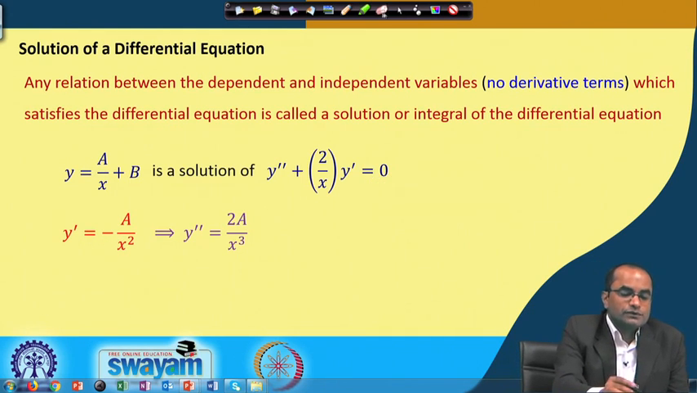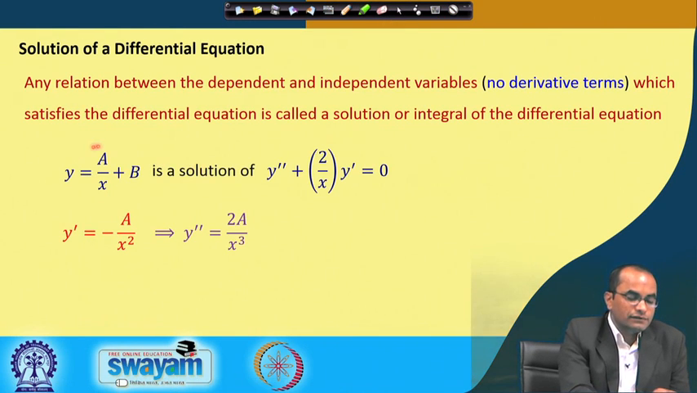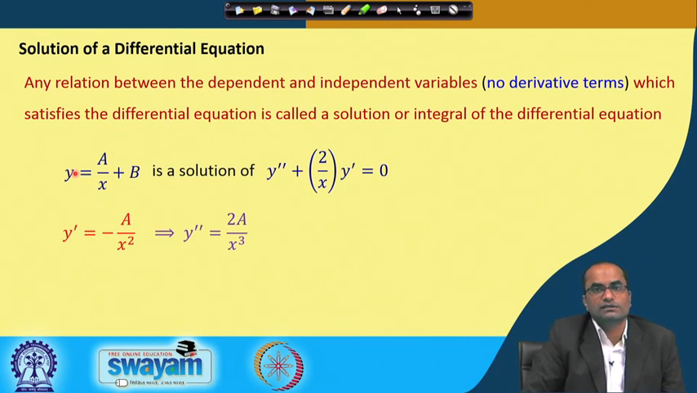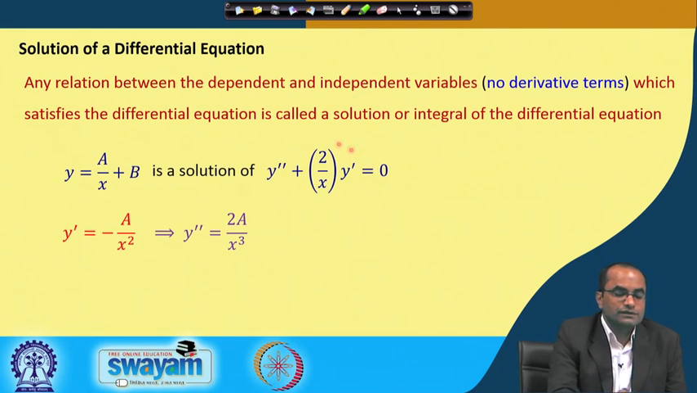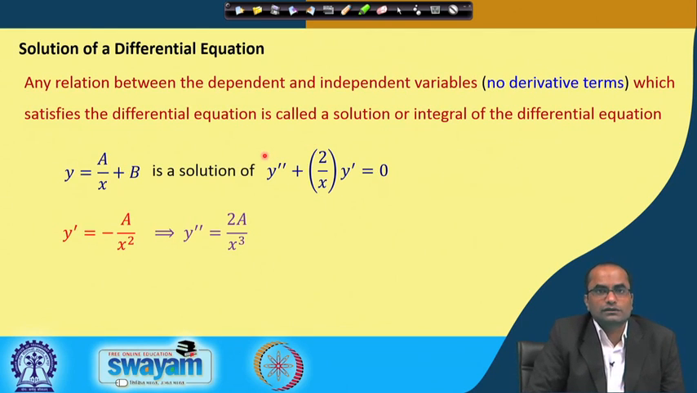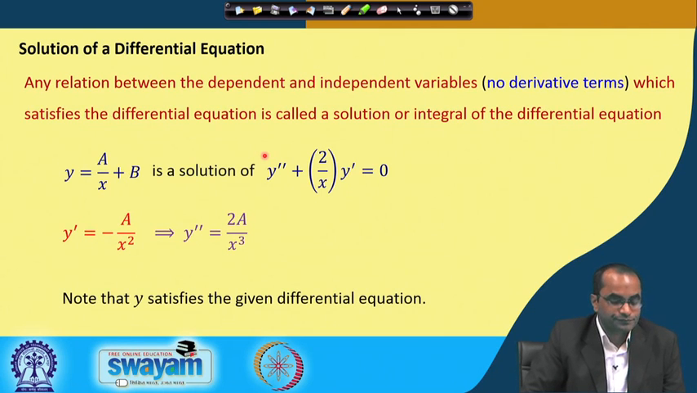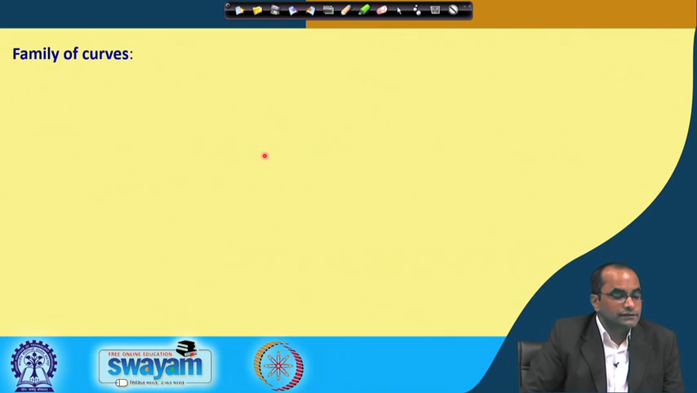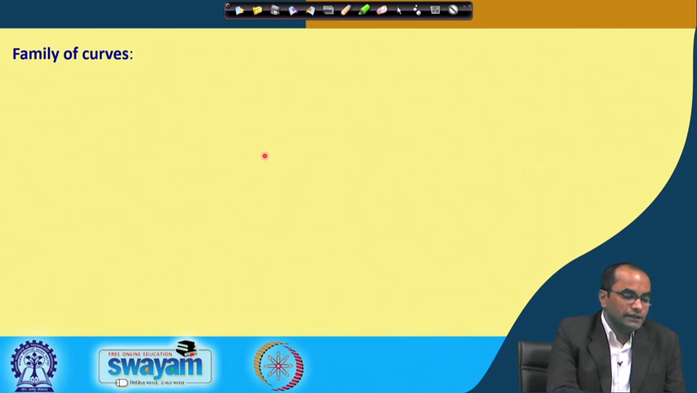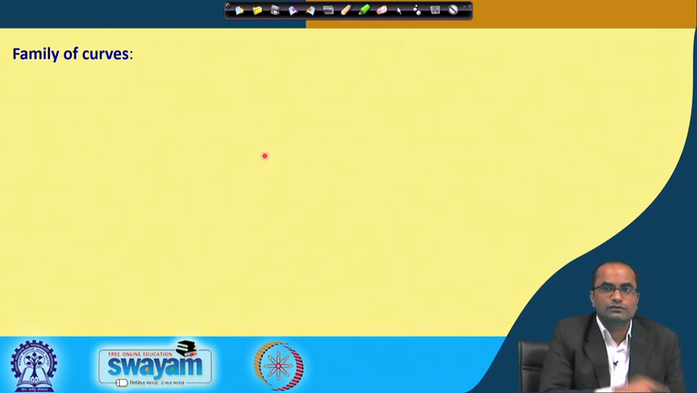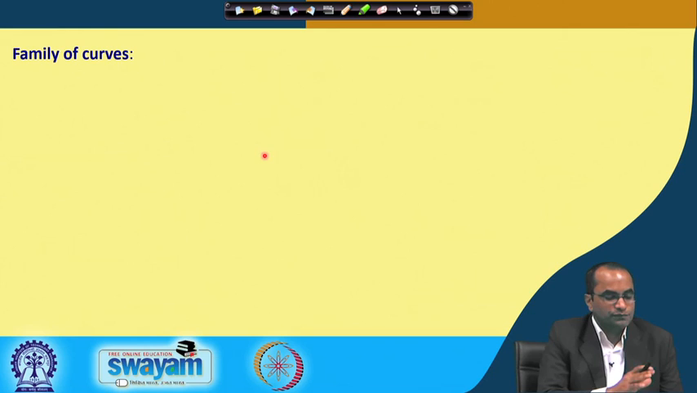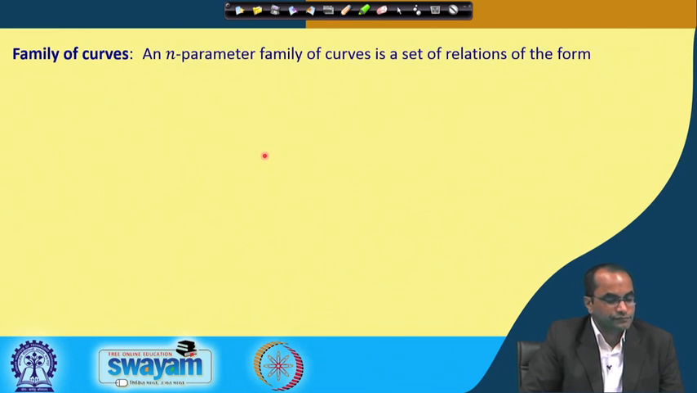So what we have observed is that this given relation, y is equal to a over x plus b, is the solution of this differential equation, because this relation satisfies this differential equation. And now we are going in the direction of the formation of these differential equations. So before that we need to introduce the family of curves.